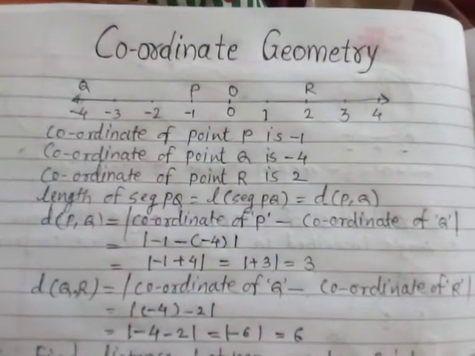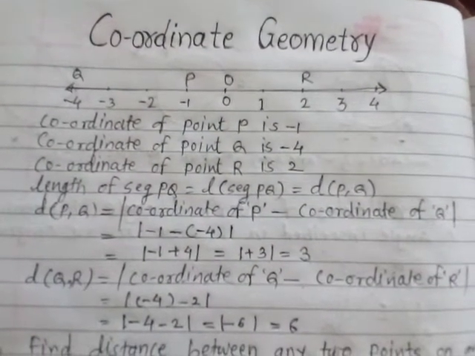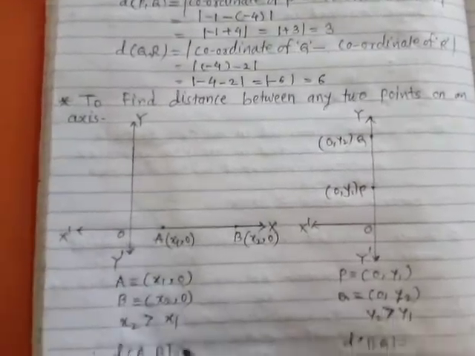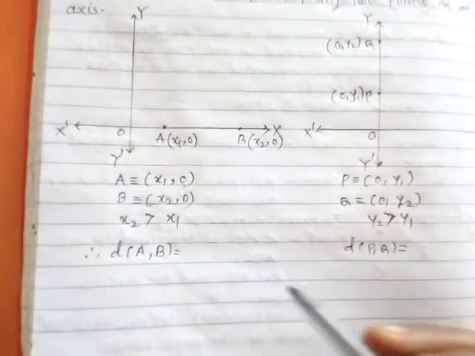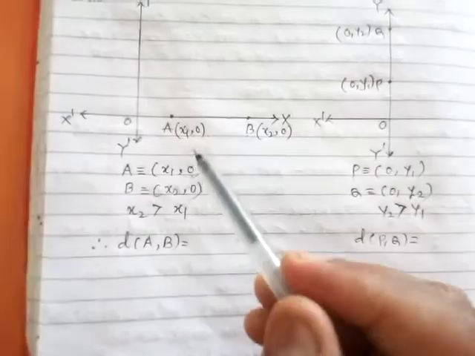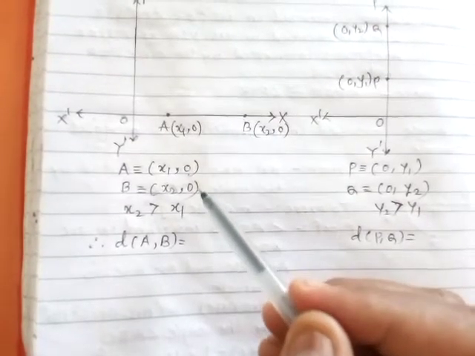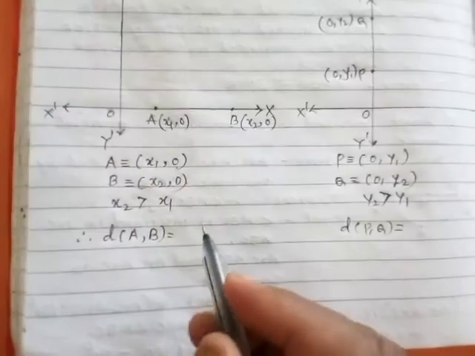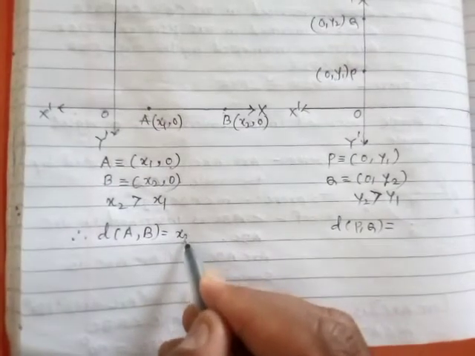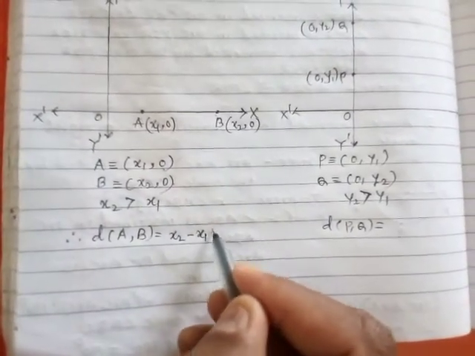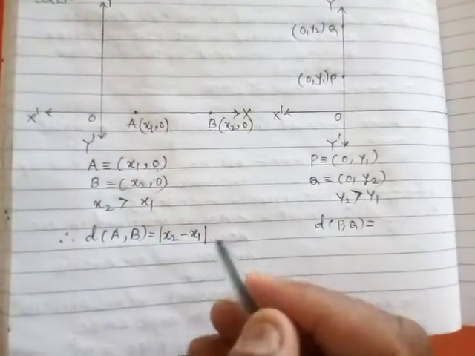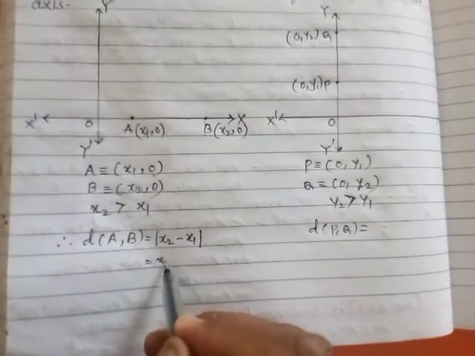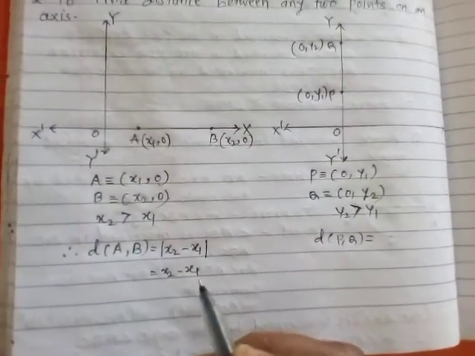Therefore, using a similar formula, the coordinate of P minus the coordinate of Q, here we write the coordinate of A minus the coordinate of B. In this case the y coordinates are the same, 0. Therefore we can write x2 minus x1, and that becomes x2 minus x1.